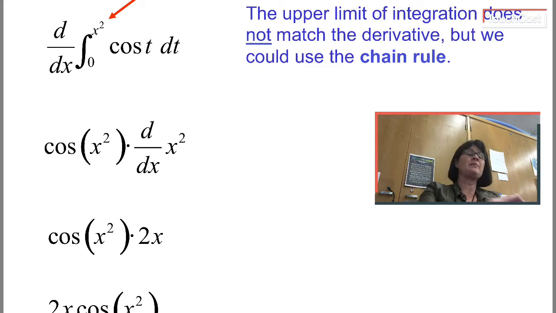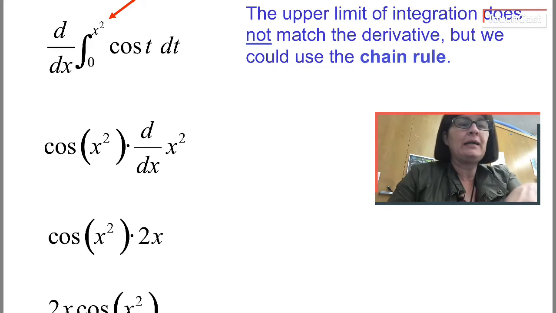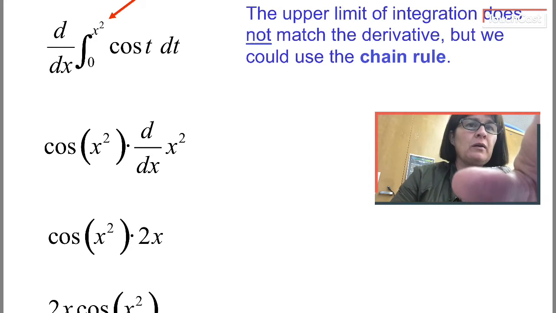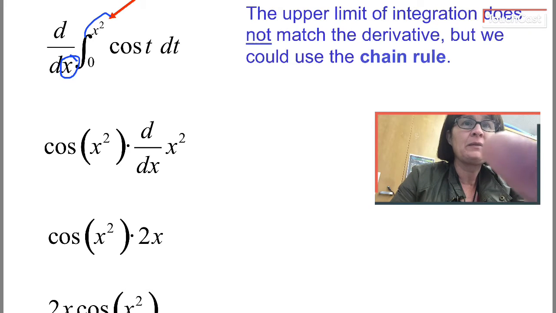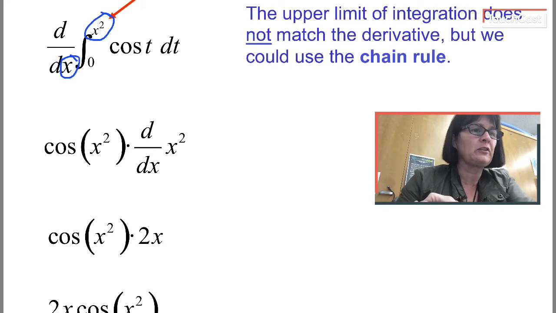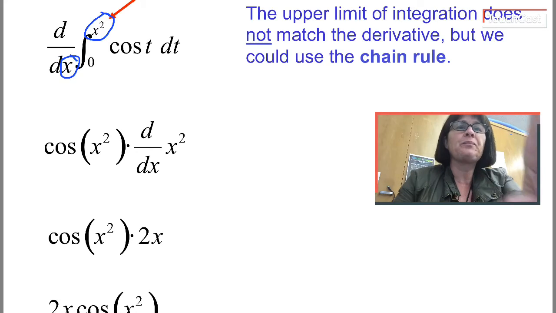Here's a new problem. This time I'm taking the derivative of an integral. My lower limit is a constant, but my upper limit is not an exact match for the variable that I'm taking the derivative with respect to. I do not have an exact match here. So watch what happens. We actually pretty much use the fundamental theorem of calculus, but we're going to need to use the chain rule.